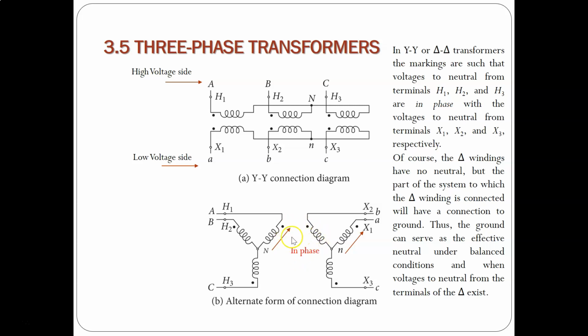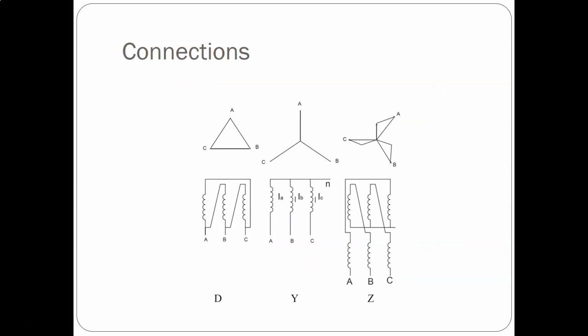In the B picture here you have the alternate form of connection diagram, and then you have the dotted connection. You can see the dot is here and here, representing that they are in phase. Here's another way to represent the connections. You can see the delta here in the ABC form, and it could look something like this. And then the Y connection is often represented by this. And then you have this zigzag representation here.